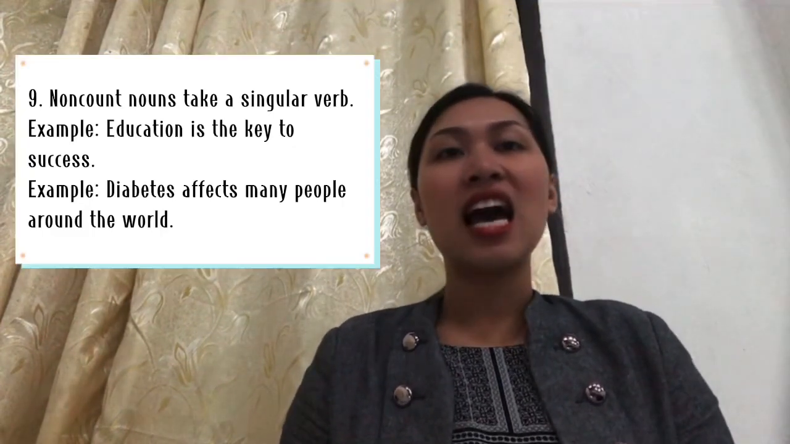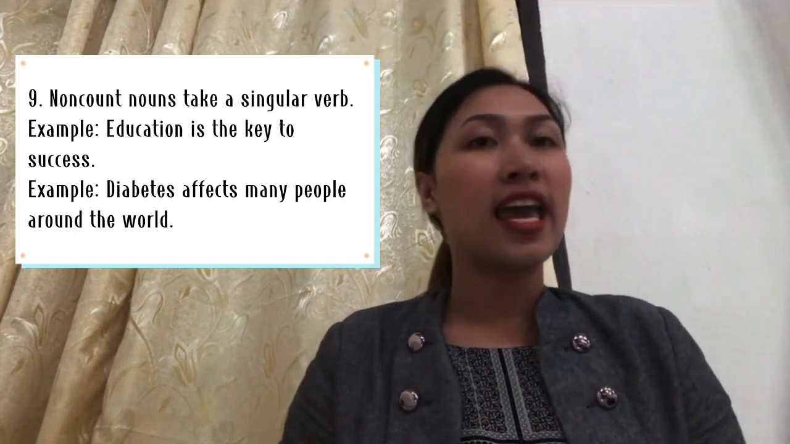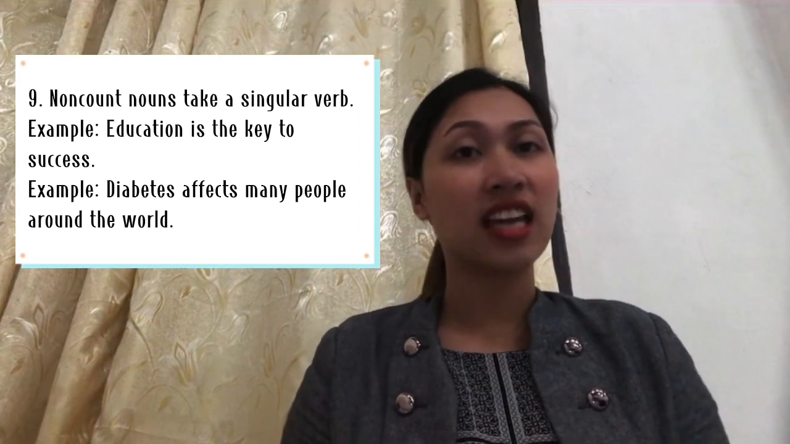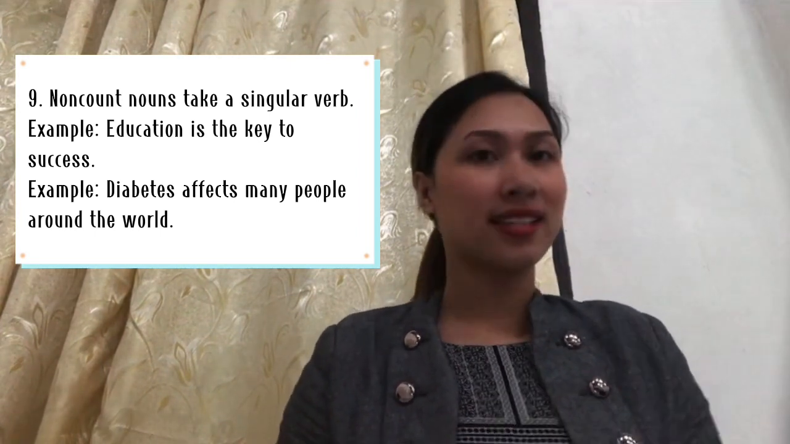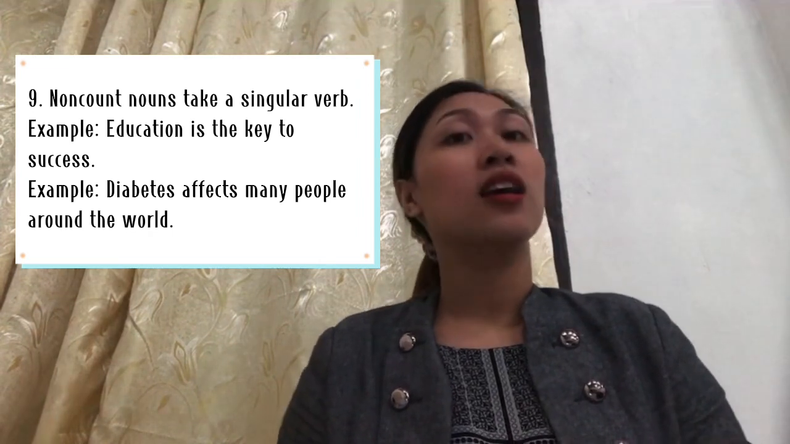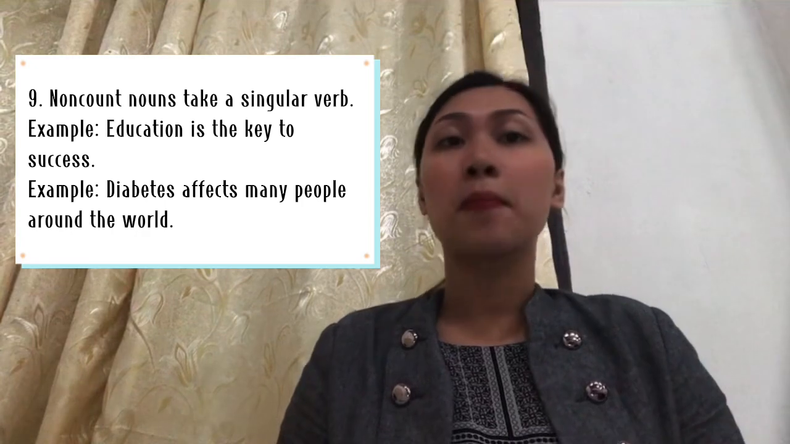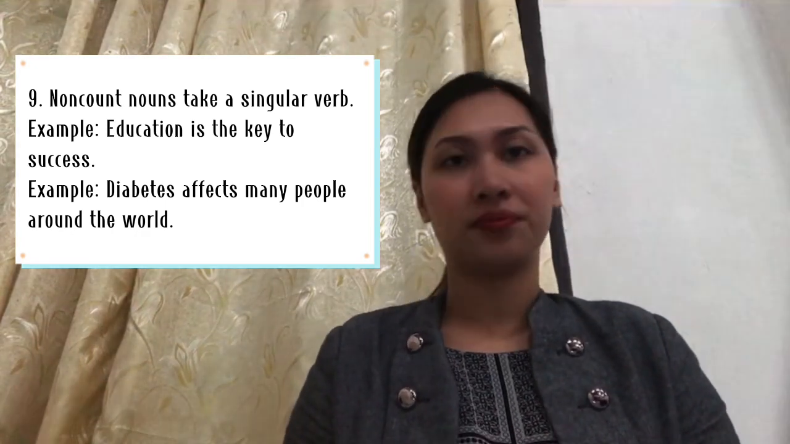Rule 9. Non-count nouns take a singular verb. For example, education, which is a non-count noun, is the key to success, followed by the singular verb is. Another example, diabetes affects many people around the world.